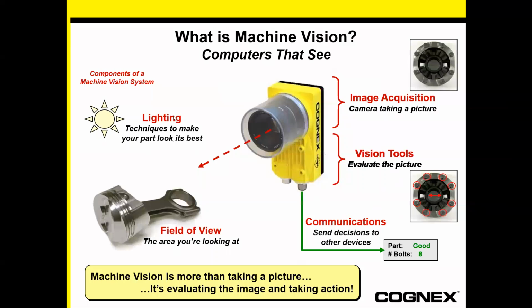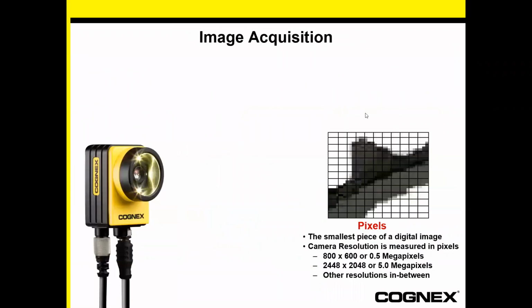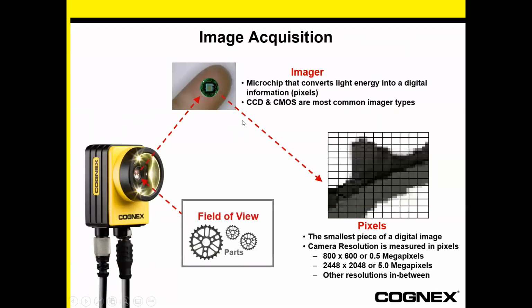So we've looked at field of view, we've looked at lighting techniques. Image acquisition. Going to look at the cameras. So with any of these cameras, behind the lens is an imager, a microchip that converts the light energy into digital pixels. So the digital information is a pixel.